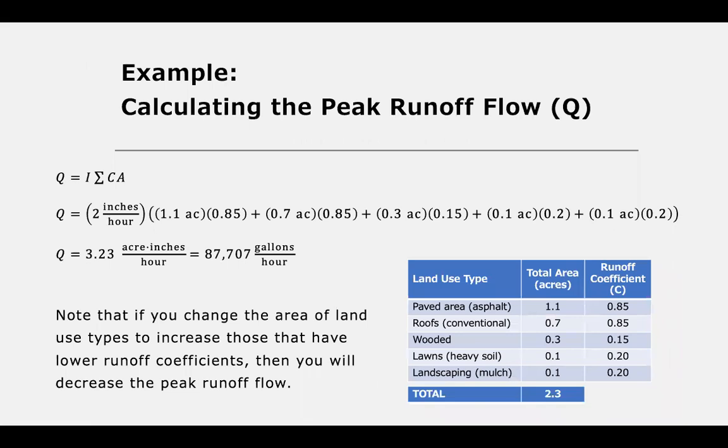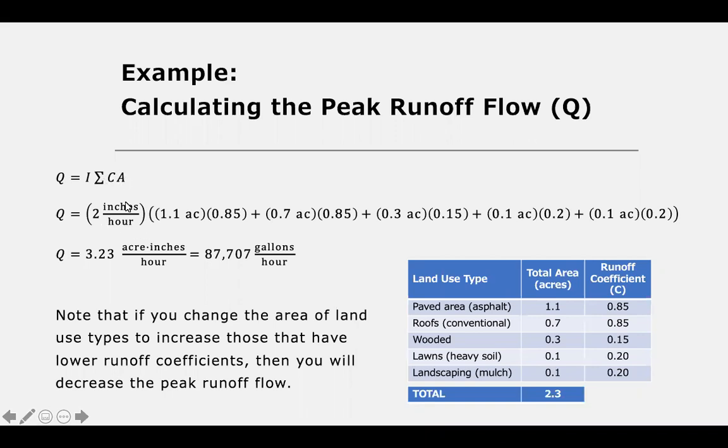Now that we have all of our values and we've determined the land area and the associated runoff coefficient, we can use the equation Q equals CIA to calculate the peak discharge runoff, the peak runoff flow rate. Right, so in this case, since we have multiple land use types with different runoff coefficients, we have to add those different terms of C times A together as a summation. So that's why the equation is shown a little bit differently here, that Q is equal to I multiplied by the sum of C times A.